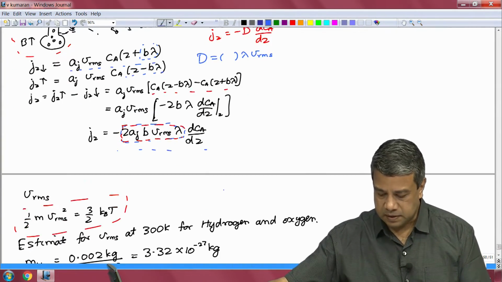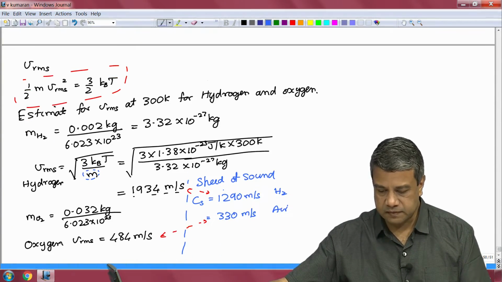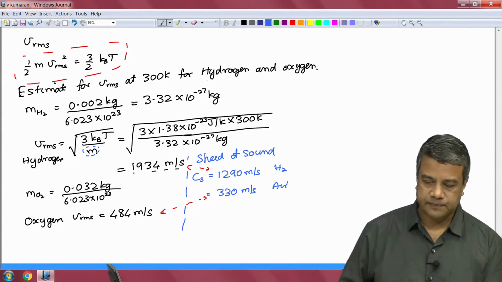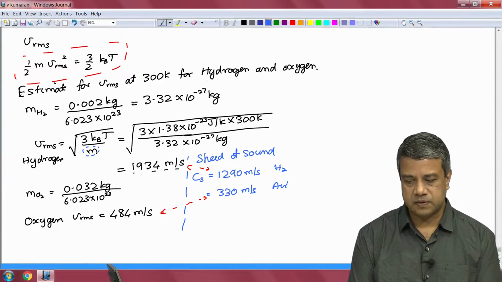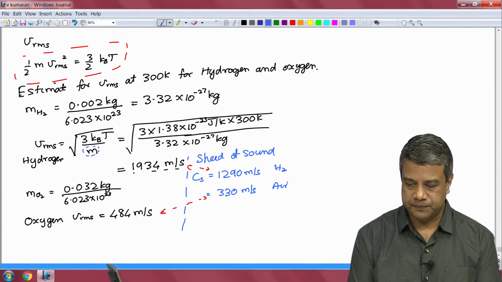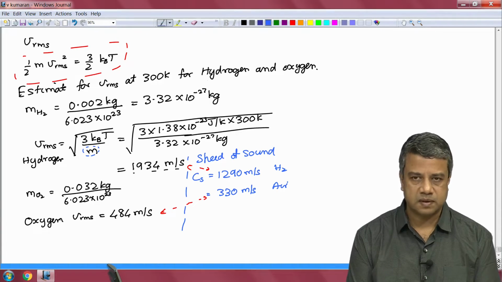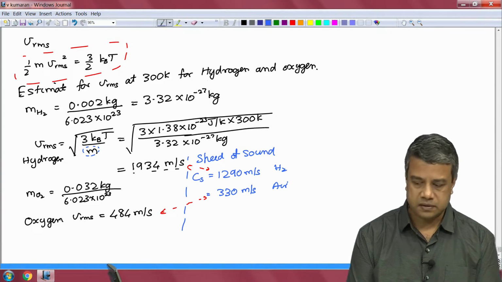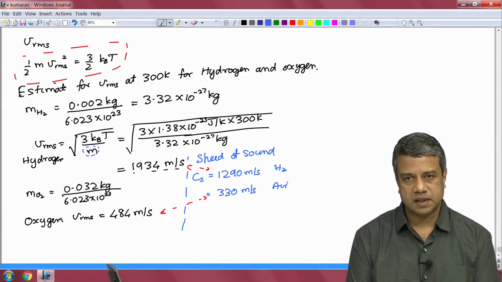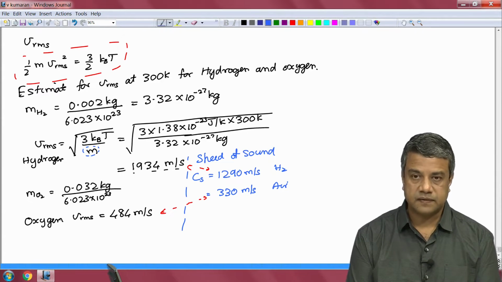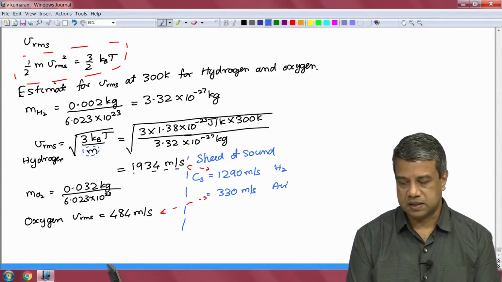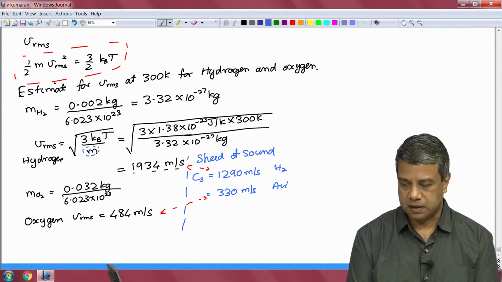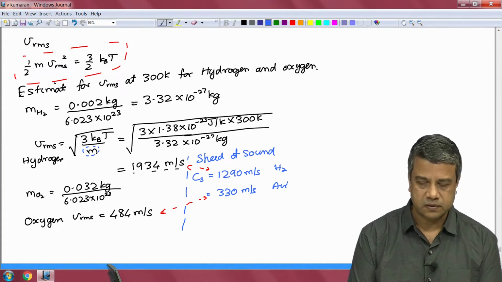We had estimated last time the root mean square velocity from the equipartition of energy. Half m Vrms square is equal to 3 by 2 kT. And for hydrogen, for example, we found out that it is about 2000 meters per second for hydrogen gas and about 500 meters per second for oxygen. That is the velocity with which the molecules in a gas are moving. And it is comparable to the speed of sound.